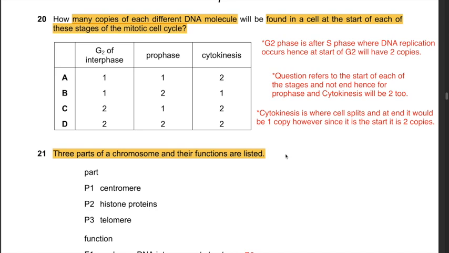And the question refers to the start of each of these stages, not the end. Hence, for prophase and cytokinesis, it will also be 2. Cytokinesis is where the cell splits, and at the end it would be 1 copy. However, since the question refers to the start of cytokinesis, it will be 2 copies. Hence, the answer is D. 2 for G2 of interphase, 2 for prophase, and 2 for cytokinesis.